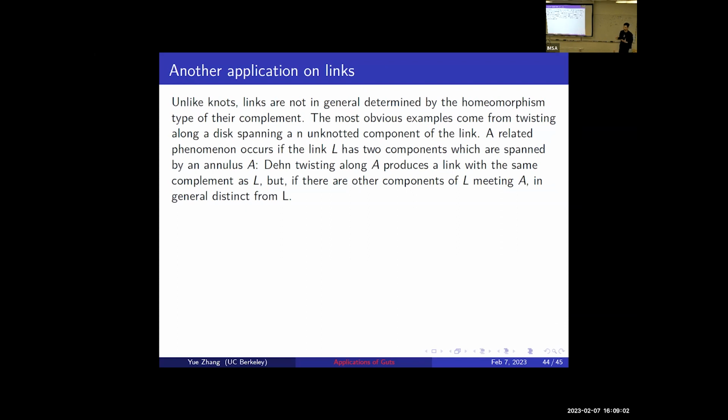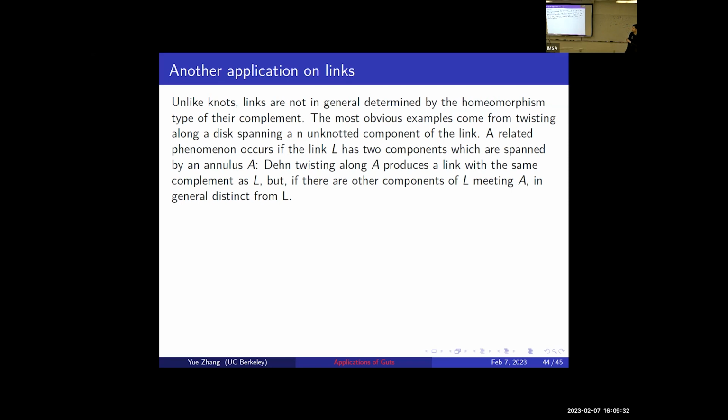Knot complements are homologically determined. Once you have a knot complement, the corresponding knot is unique up to isotopy. But links are not generally determined by the homeomorphism type of their complement. The most obvious example comes from twisting along a disk spanning an unknotted component of the link, right?